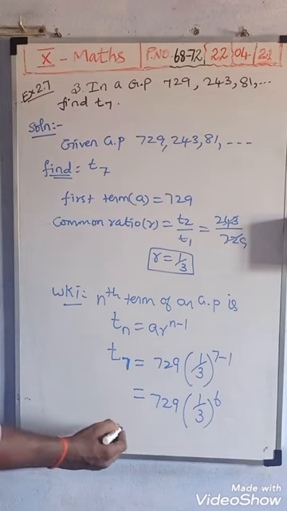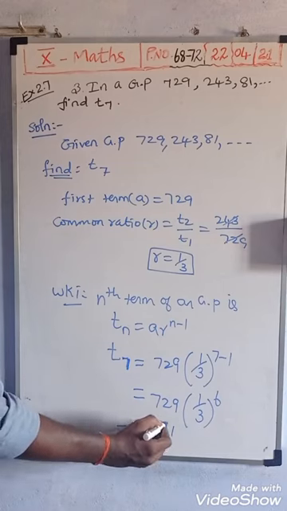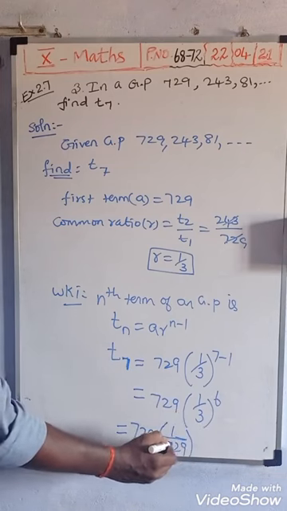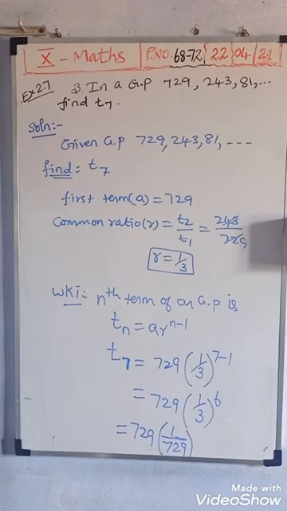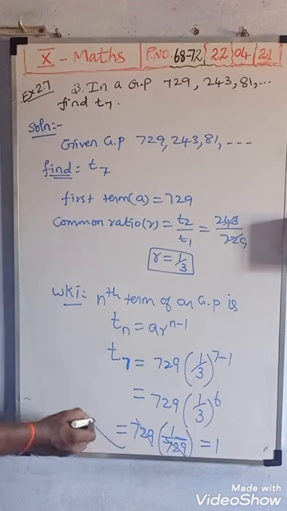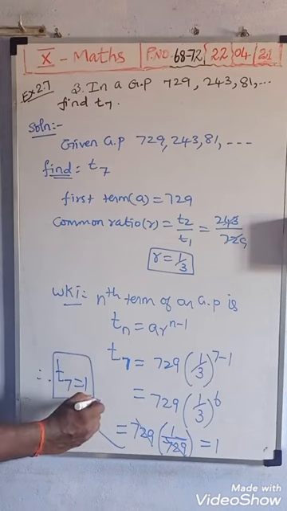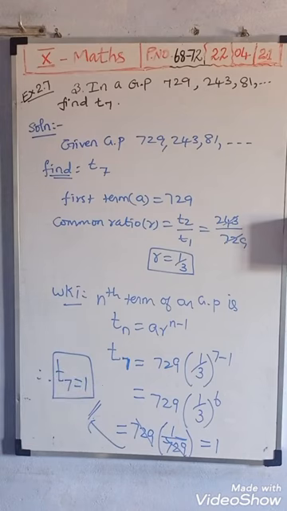Now you are taking this 729. Here 1 power 6 is 1, then denominator 3 power 6 value we will receive is 729. 6 is common for 1 and 3. So 1 power 6 is 1, then 3 power 6 is 729. Now 729 cancel means we will receive the answer 1. Therefore T7 is equal to 1. The seventh term of the GP is 1. Okay, that's the answer.